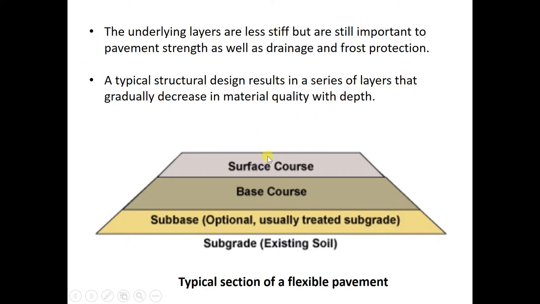So the typical structure of flexible pavement, as I mentioned earlier, usually has three layers: the surface course, base course, and sub-base. And then the subgrade is just the ground surface that needs to be well compacted to receive the pavement.